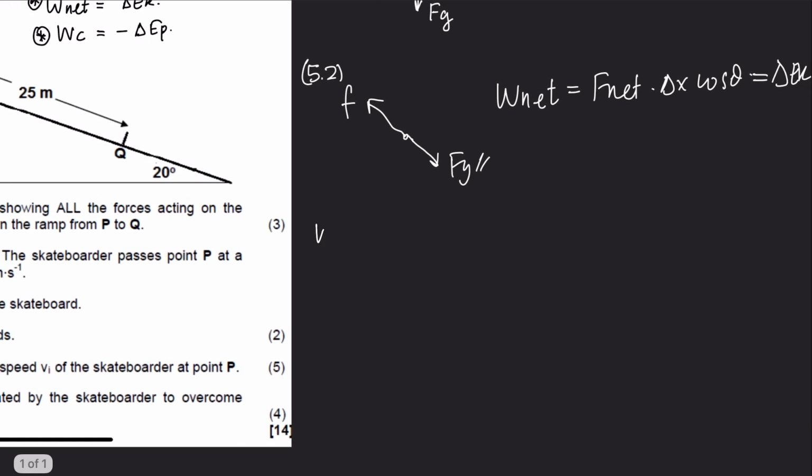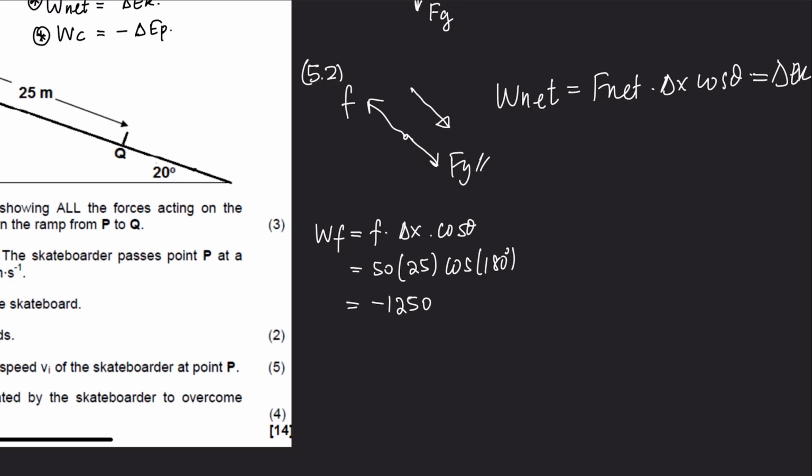So the work done by friction is friction times delta x times cos theta. Friction was 50, delta x is 25, and it's going to be cos of 180 degrees. Now, why are we using 180 degrees? Because remember, the skateboard is moving down and friction is acting 180 degrees away from it. So 50 times minus 25, that's minus 1250 joules.